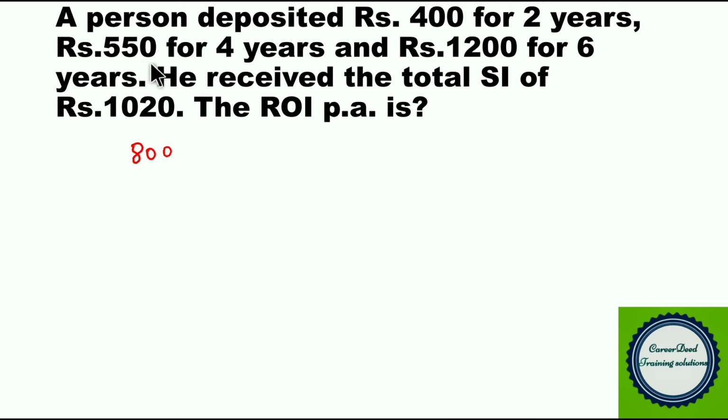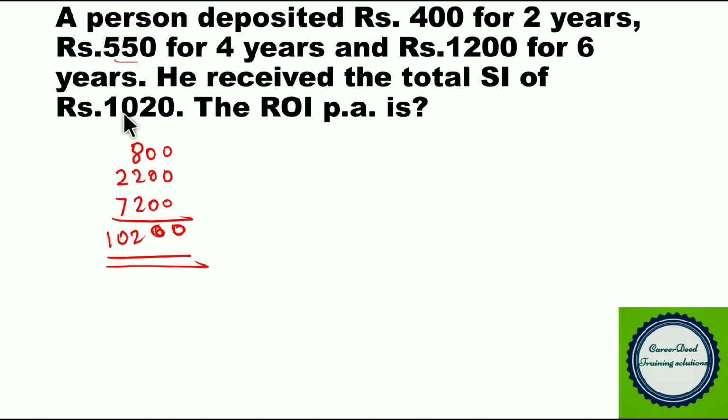Now rupees 550 for 4 years. For 1 year if it is 550, for 4 years it will be 550 into 4. So 500 into 4 we get 2000 and 50 into 4 we get 200, 2000 plus 200 you get 2200 rupees, and 1200 for 6 years. So this will be 7200. Now we have to imagine this 10,200 is the total amount he invested.